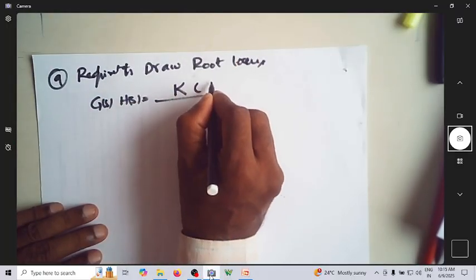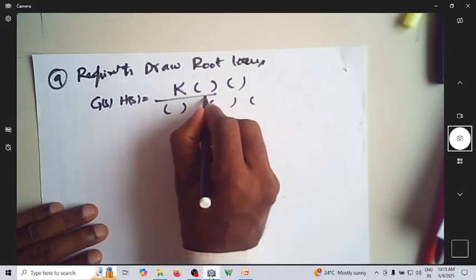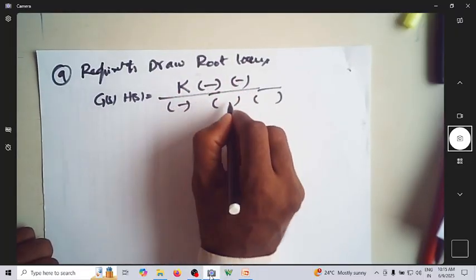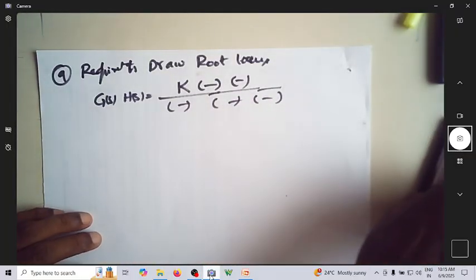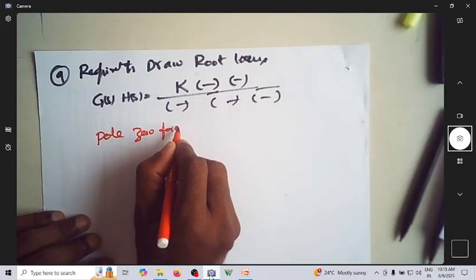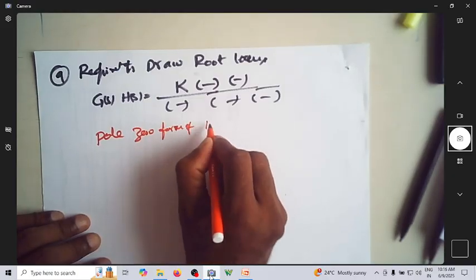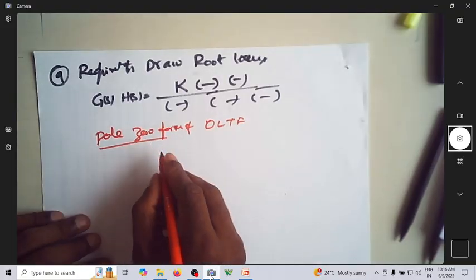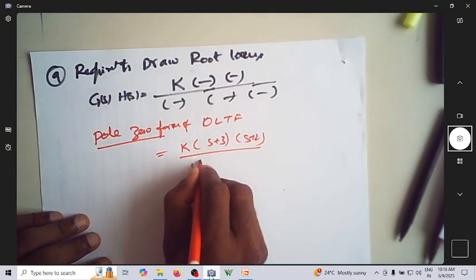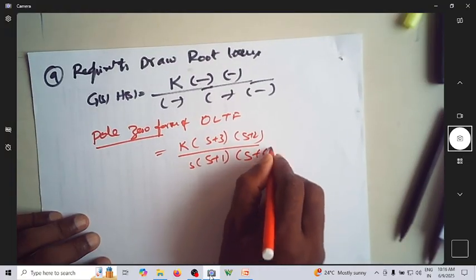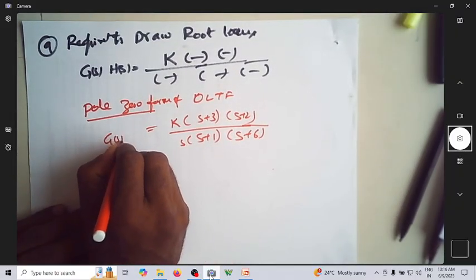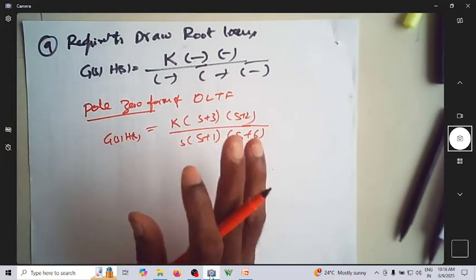It can have any number of zeros and any number of poles. It should have a term K, and you need to have the pole zero form of the open loop transfer function. When I say pole zero form, it should be something like K into (s plus 3), (s plus 2), s into (s plus 1), (s plus 6), something like this. You can see this is the pole zero form of the transfer function. If you know this, you can proceed.